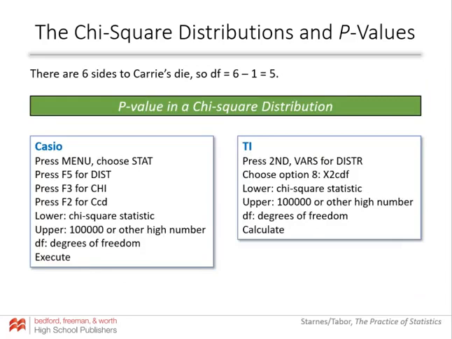We are going to use our calculator to find the p-value of our chi-square distribution. So just like we did normal CDF and t-CDF, this time we're going to use chi-CDF. Okay, degrees of freedom is always the number of categories that we have minus 1. So in this case, Carrie's die has 6 numbers, so 6 minus 1 is 5. And you see the calculator directions on your screen.